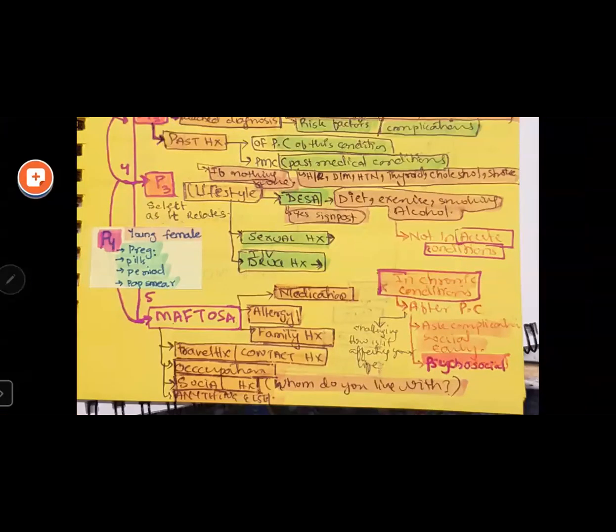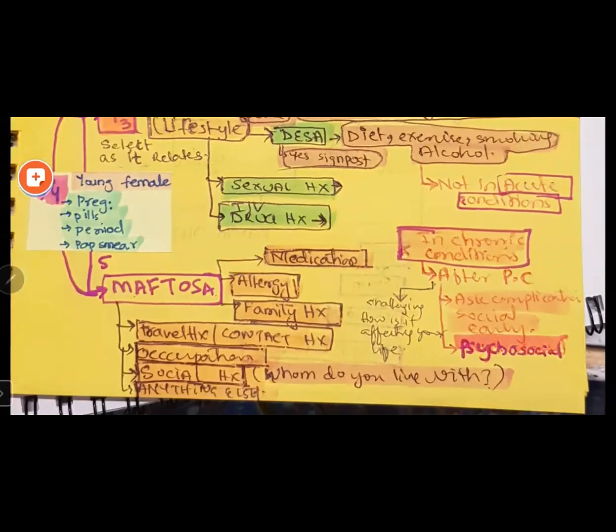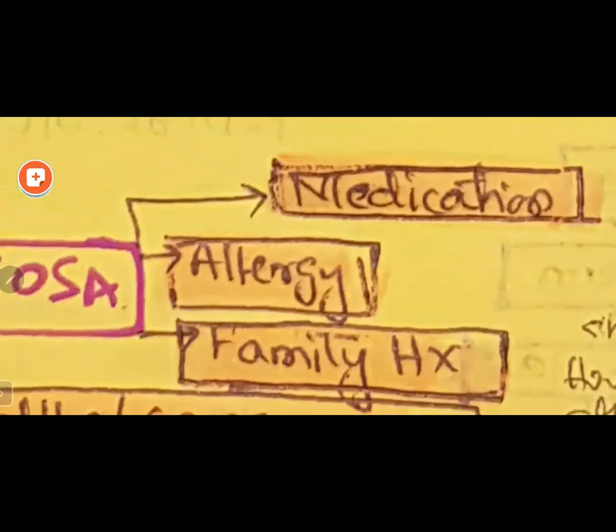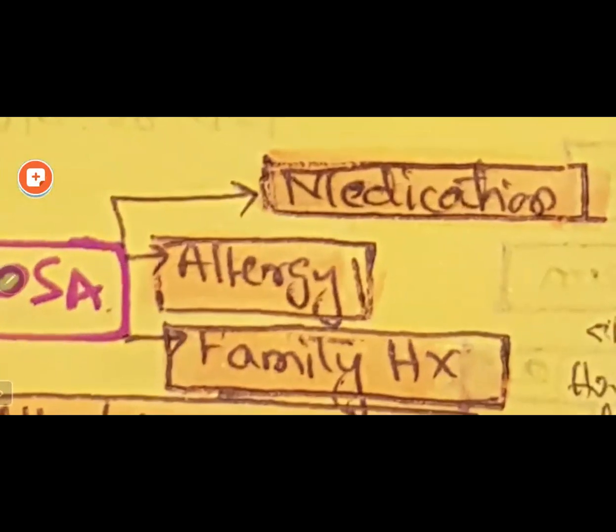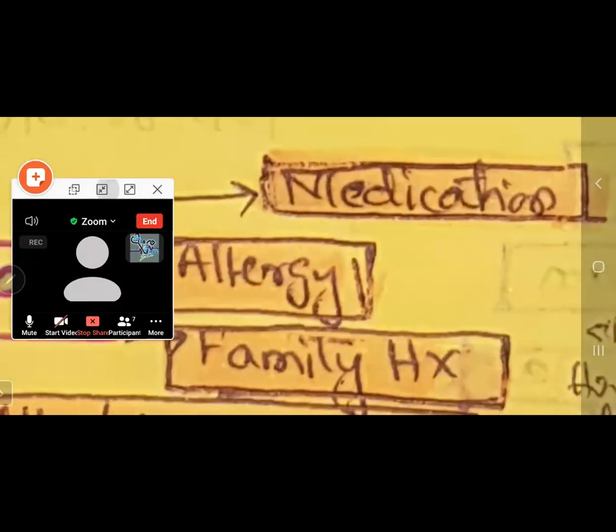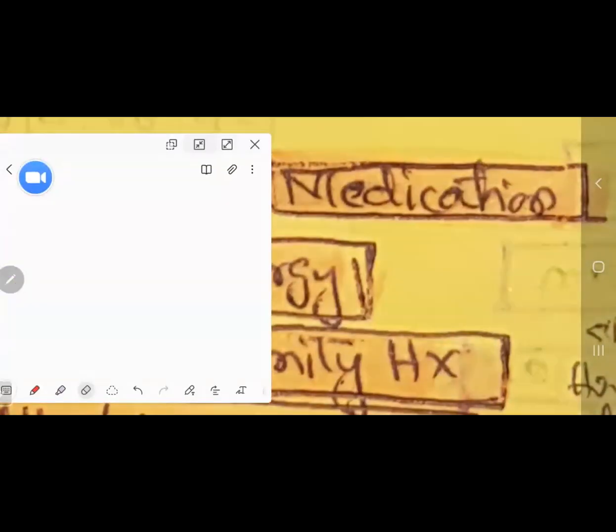Then comes your further history, where you start by asking about three important things from the patient. Number one, medication. Yes, we did ask them if they are taking any medication for the conditions they're diagnosed with. For example, they're diagnosed with diabetes mellitus and they're taking insulin, so definitely they're taking one medication there.